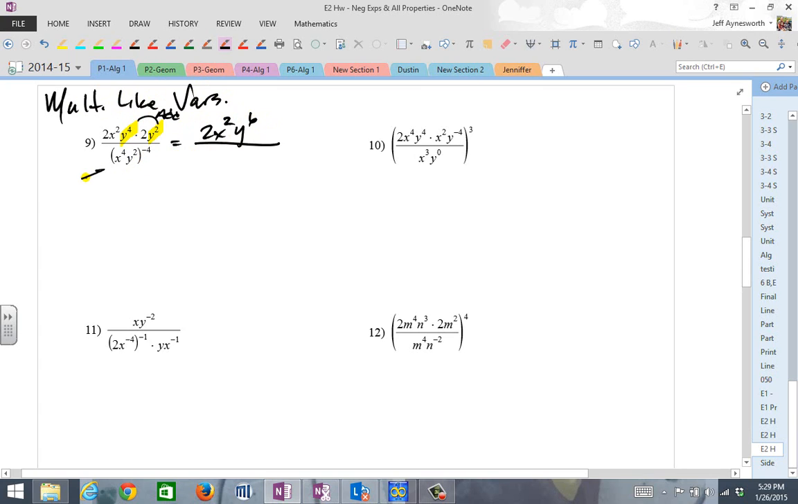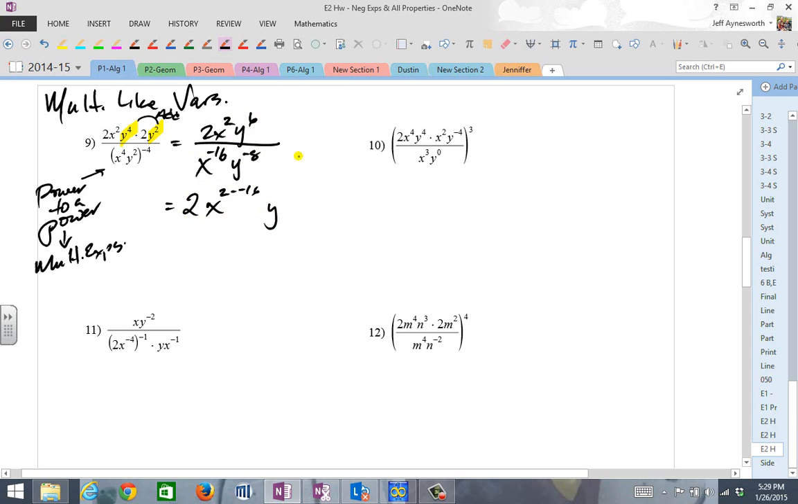All right, here you've got a power to power. Well, you multiply exponents. So you have 4 times negative 4 is negative 16, so you have x to the negative 16 times y to the 2 times negative 4, which is y to the negative 8. Okay, and then you have the 2 times x to the 2 minus the negative 16 times y to the 6 minus negative 8.